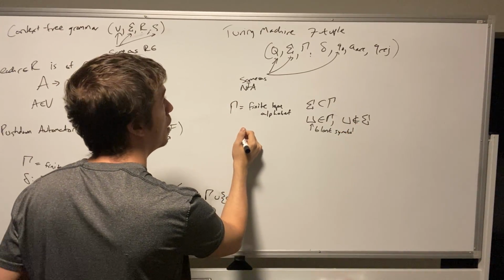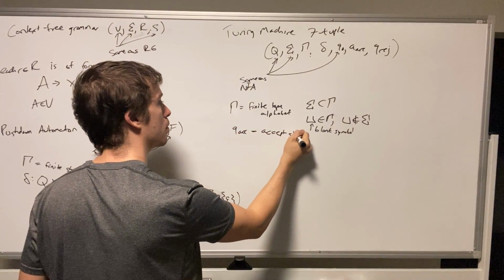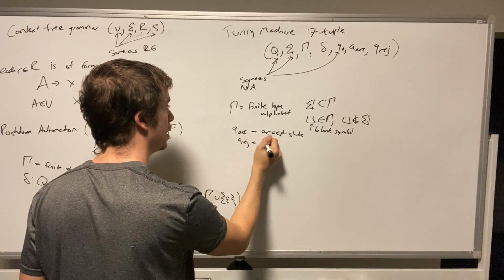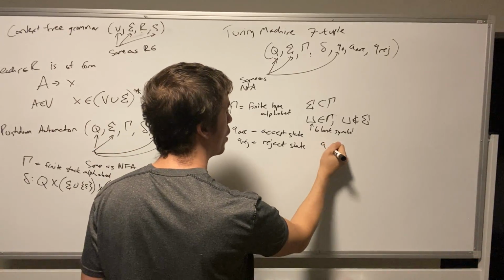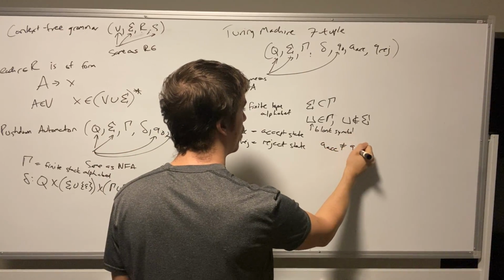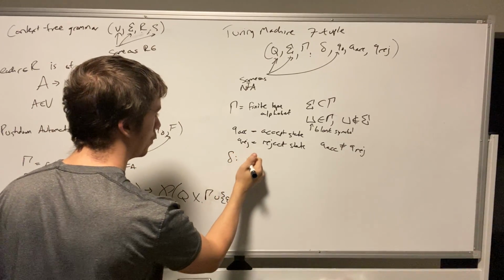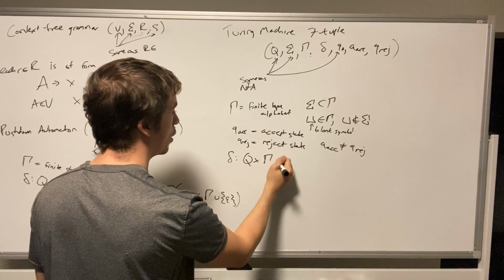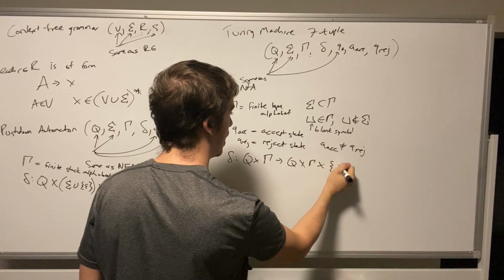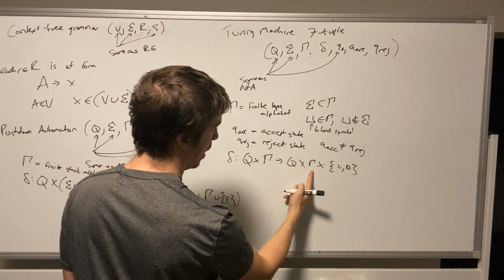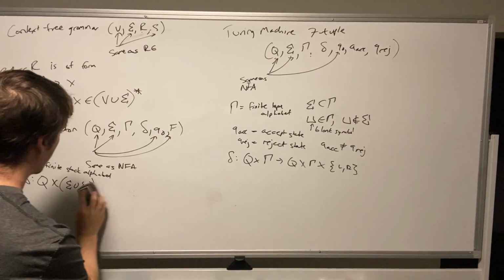Let's see, so we got that one. Q accept is the accept state. Q reject is the reject state. And Q accept is not equal to Q reject. All right, and then the transition function takes a state and a tape character that it reads, and it goes to Q cross gamma cross L or R: the state, the thing to write down, and which direction to move. All right, so that handles all of the objects.